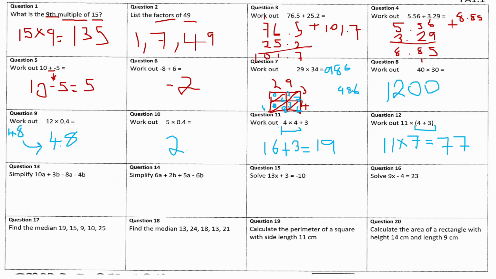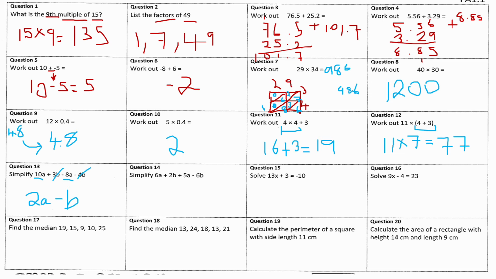This is question number 13, so we are simplifying expressions here, so collecting like terms. Simplify 10a plus 3b minus 8a minus 4b. Well, collecting the a's together, 10a take away 8a is 2a, and 3b take away the 4b is negative 1b, or just negative b. Okay, but the examiners will allow you to put a minus 1b there, that's fine.